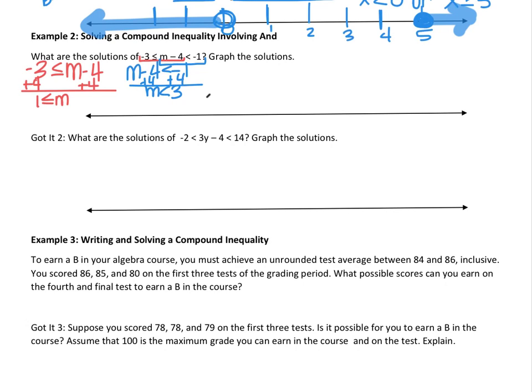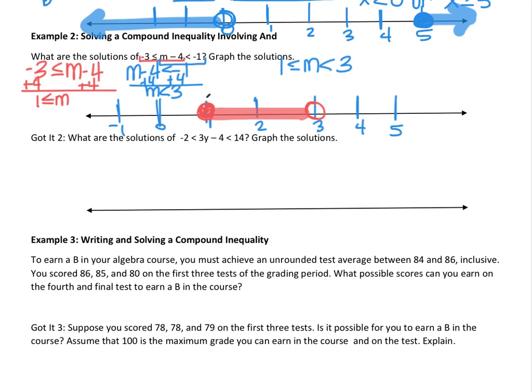You can then take your inequality and put it back together. 1 is less than or equal to m less than 3. And then graph it. So here's 1. We're going to put a closed circle on 1 and an open circle on 3. And we're going to shade between the two because those are the numbers that are both greater than or equal to 1 but less than 3.